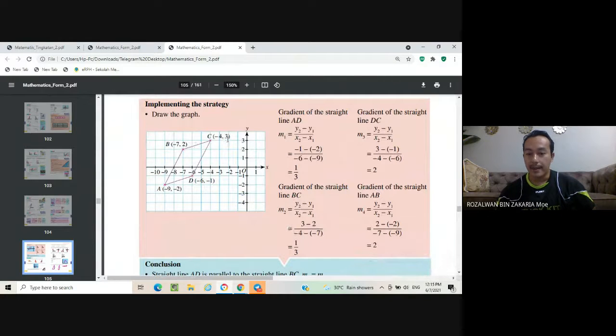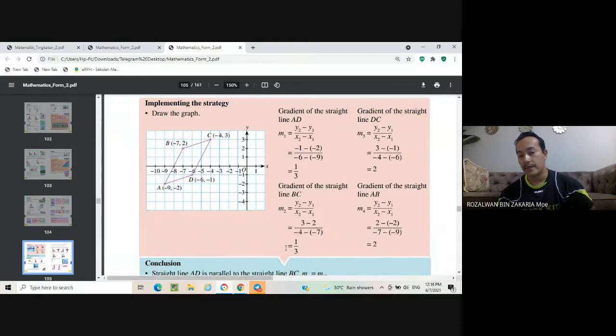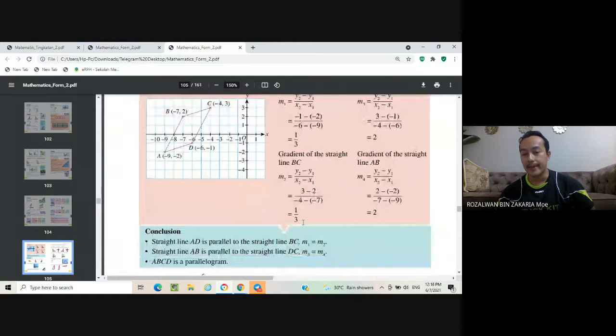So 3 minus y1, the y-axis value for B, which is equal to 2. So 3 minus 2, then divide by x2, which is minus 4, minus in bracket x1, which is minus 7, close bracket. Then this one you have to solve. 3 minus 2 equals 1, then divide by minus 4 minus bracket minus 7. This one becomes positive, so minus 4 plus 7 equals 3.